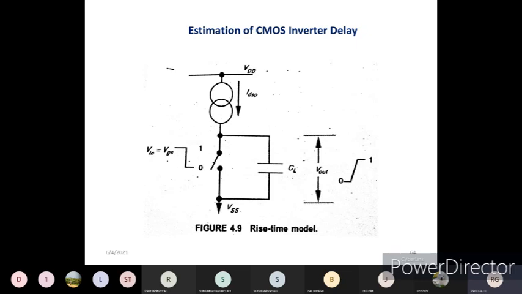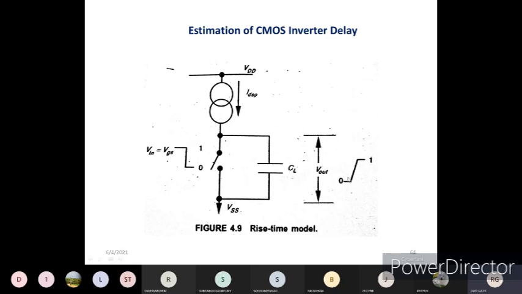So the first one we are going to call the rise time estimation. We need to note down the amount of time that V out has taken to rise from 0 to 1. We are going to call it the rise time. From the diagram you can see here the rise time is nothing but the time taken. Here you can see the slope, the time taken for the signal to reach from 0 to 1, we are going to call it the rise time model.